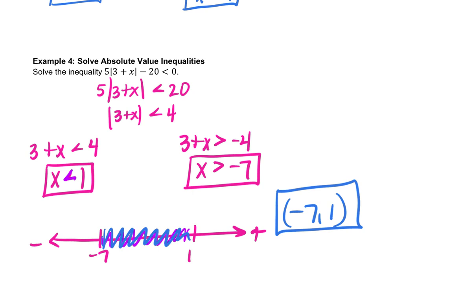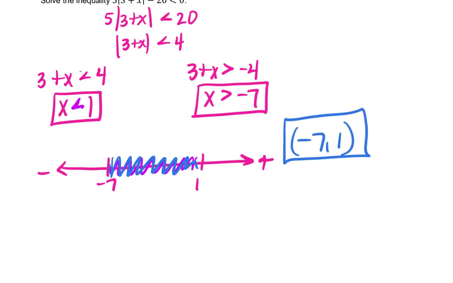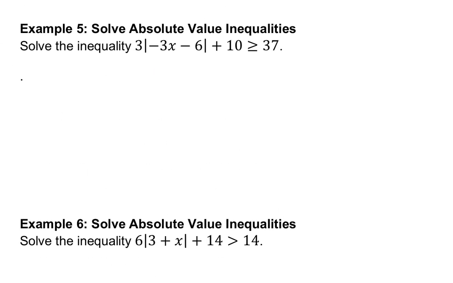Everybody good? When you're graphing it, since there's no equal signs on either one of these, they are going to be open circles on the end of your graph. All right, let's do the last few examples and let's be done.